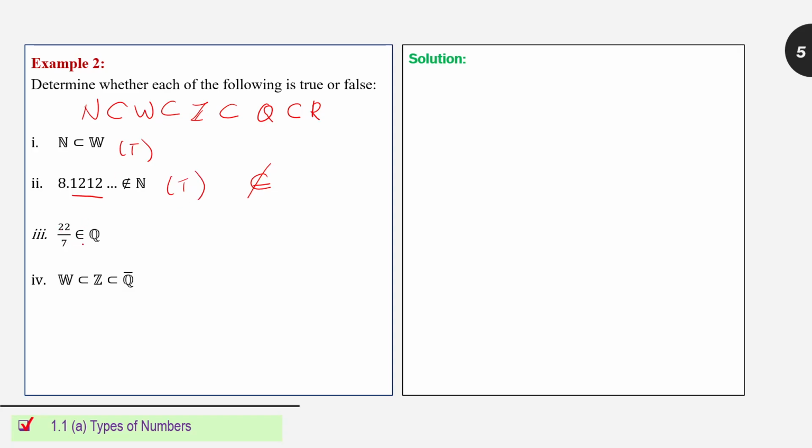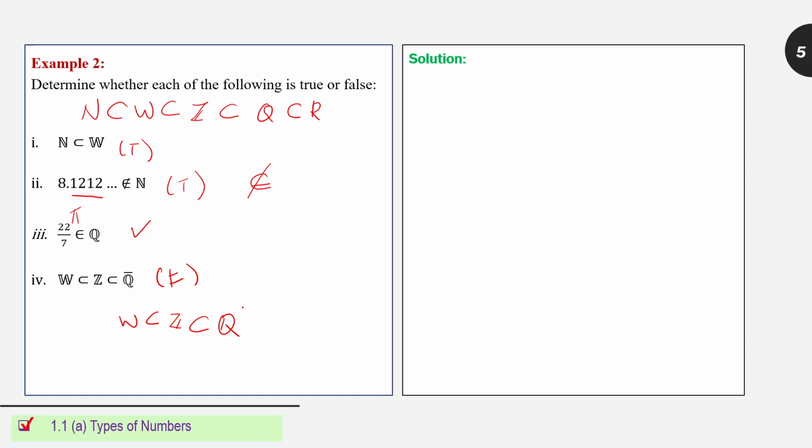Okay, 22 over 7, is it a quotient number? It's true, because this one is an element. And this one, please don't confuse with pi. Pi is pi, 22 over 7 is 22 over 7. And then the last one over here: W is a subset of Z, and is a subset of the quotient numbers, or rational numbers. This one is irrational, so this one is false. The actual one is that W is a subset of our Z, and is a subset of our rational numbers.